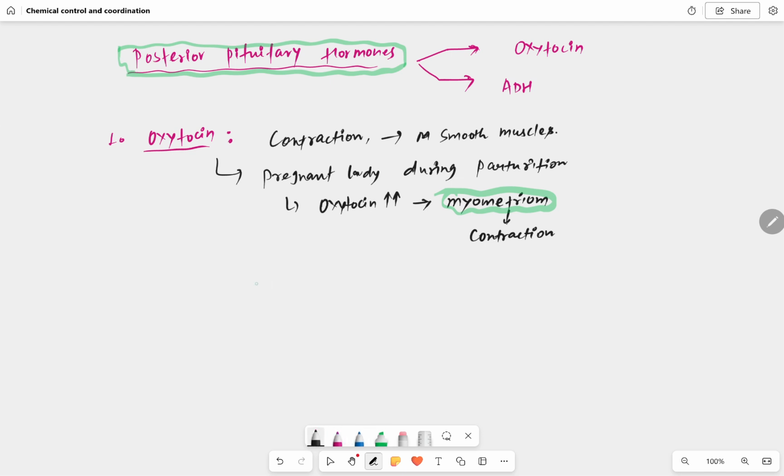And also this oxytocin has a role in lactating women, where oxytocin causes contraction in smooth muscle, the myoepithelium.